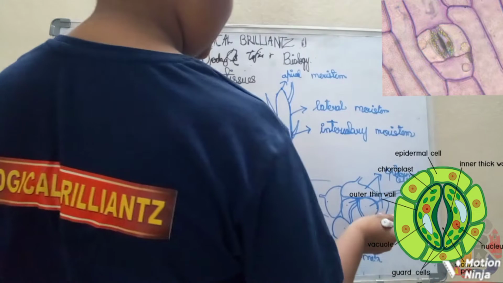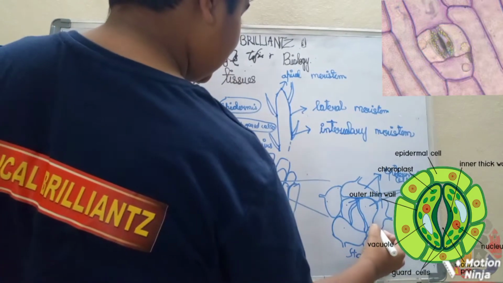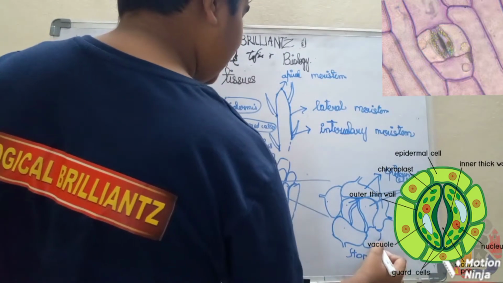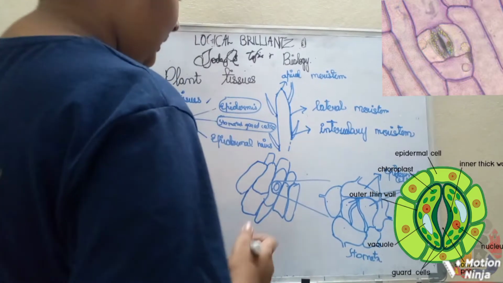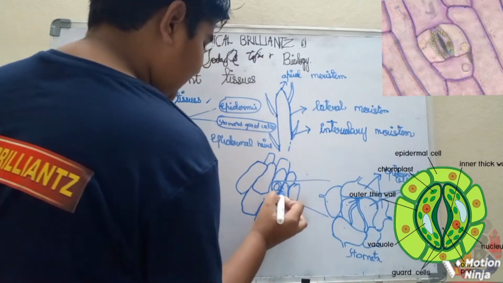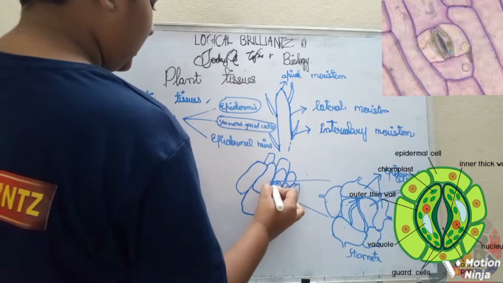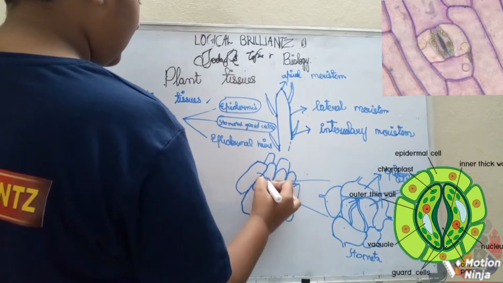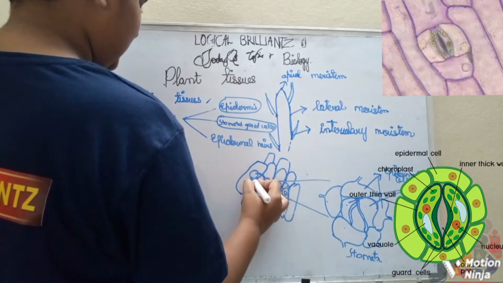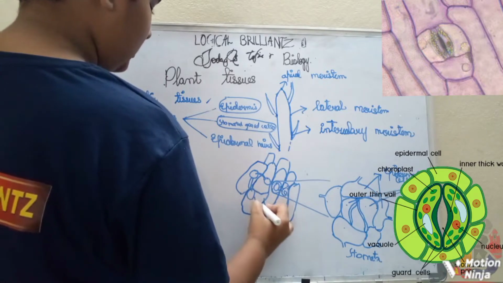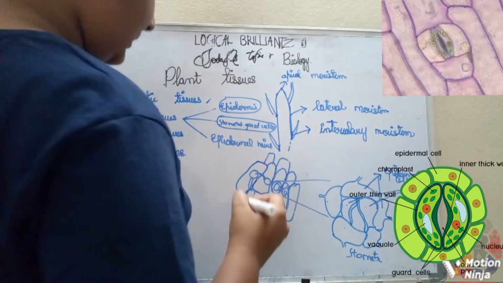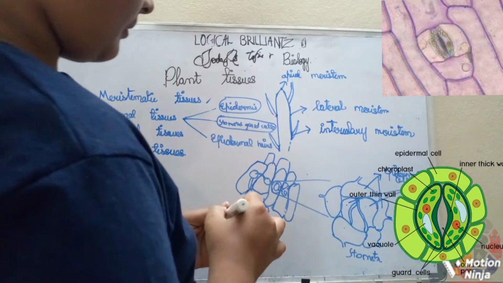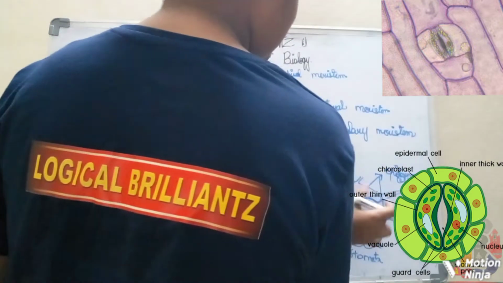This one, this one, this one. These all are the epidermal cells, and these pipes will be connected to the other stomata. See, these pipes will be connected to the other stomata again. Like this, stomata is connected to other stomata. Yes, it forms a net-like structure. And these are epidermal cells.